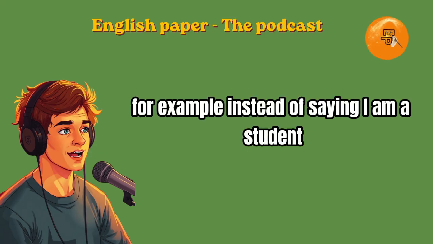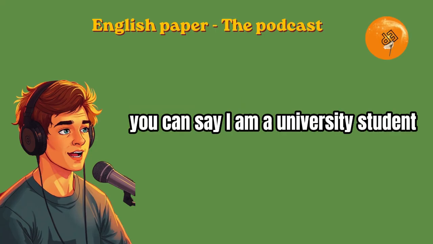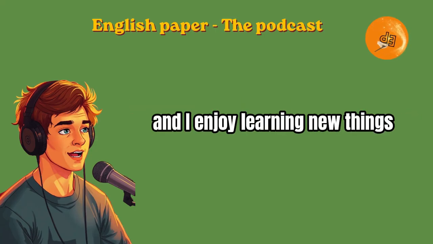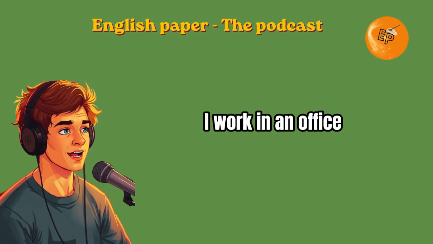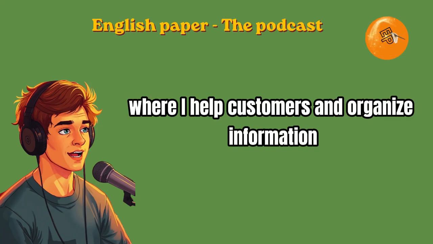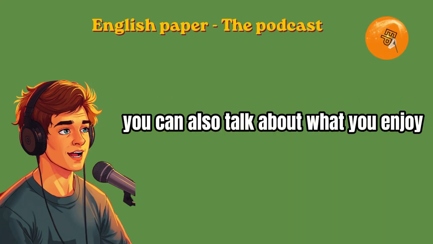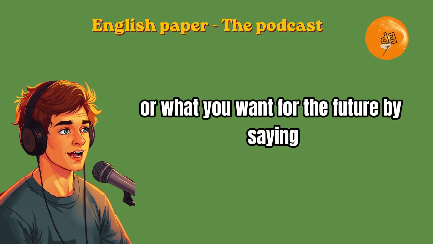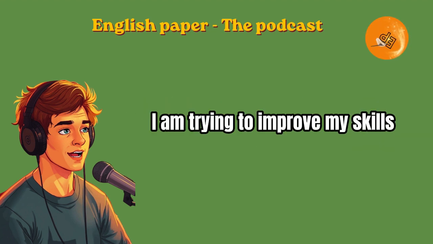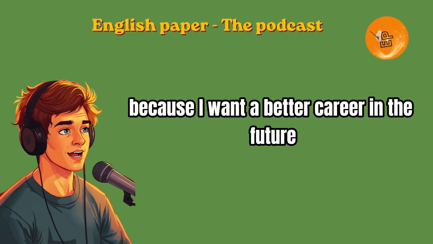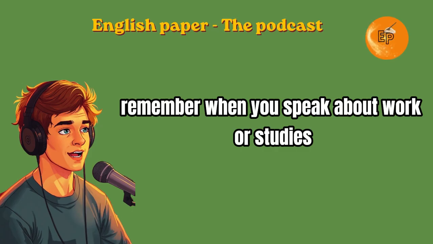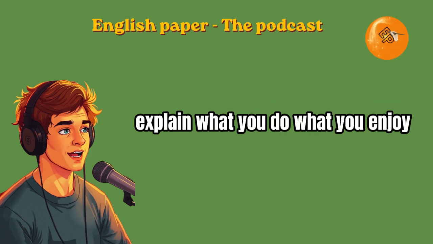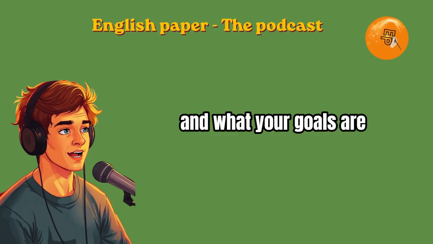For example, instead of saying, "I am a student," you can say, "I am a university student and I enjoy learning new things, especially English and communication skills." If you work, you can say, "I work in an office where I help customers and organize information." You can also talk about what you enjoy or what you want for the future by saying, "I am trying to improve my skills because I want a better career in the future." Remember, when you speak about work or studies, explain what you do, what you enjoy, and what your goals are.